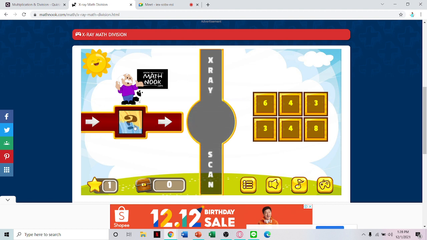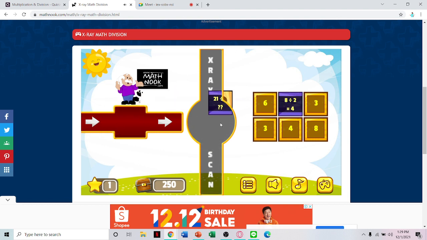Okay. So do you know what's an X-ray? Yes, like in the hospital, if you want to check your lungs or your bones. So this one is an X-ray. You can see what's inside the box. Okay, so the box shows 8 divided by 2. What is it? 4. You can put it here or here.